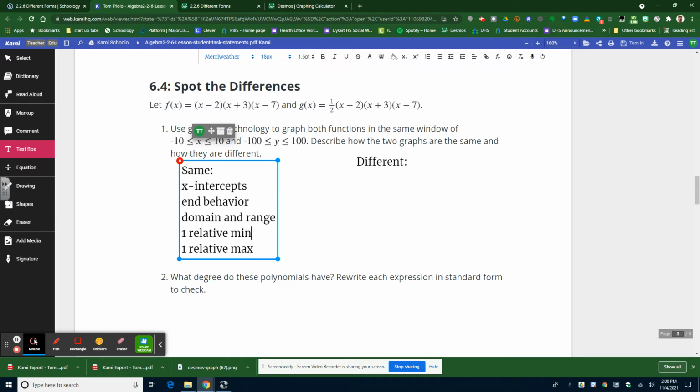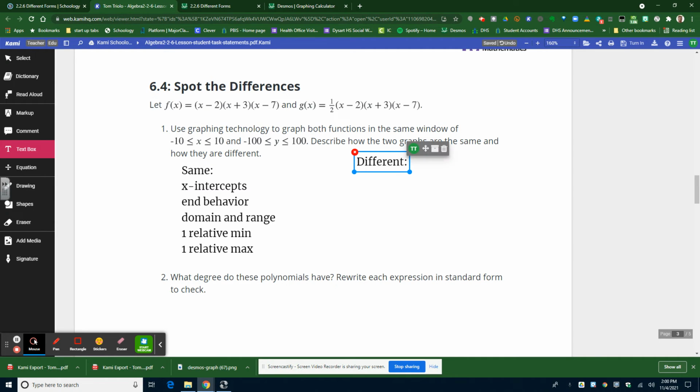So now the differences. Hey Noah, what's one of the differences? They have different maximum and relative. Okay. So max and mins are different.